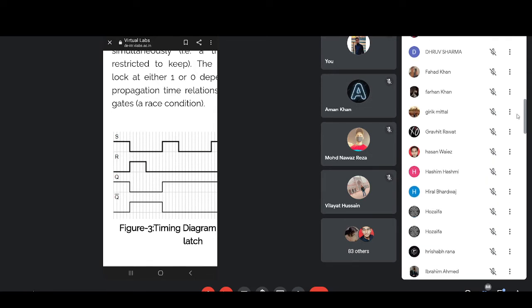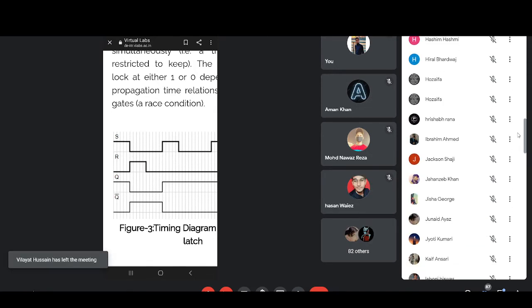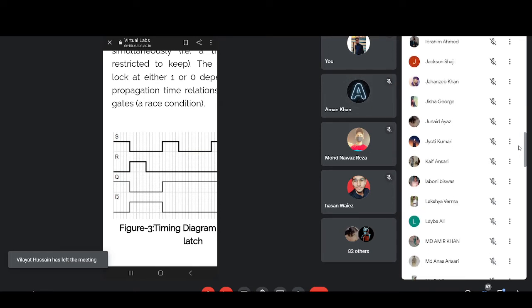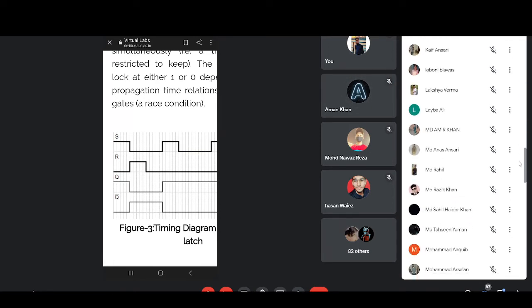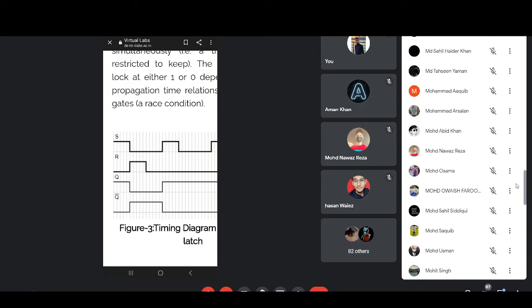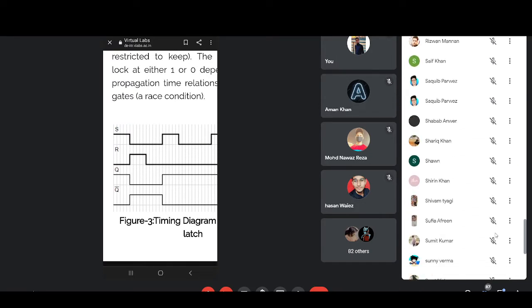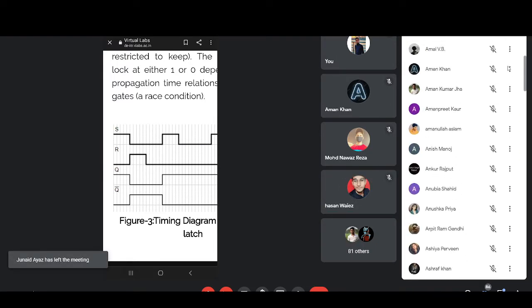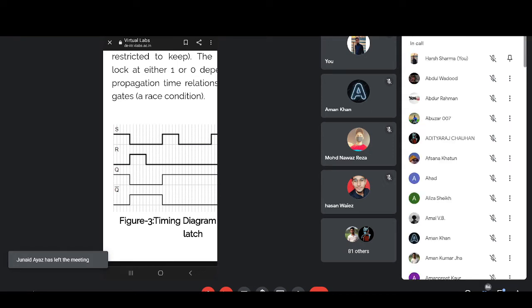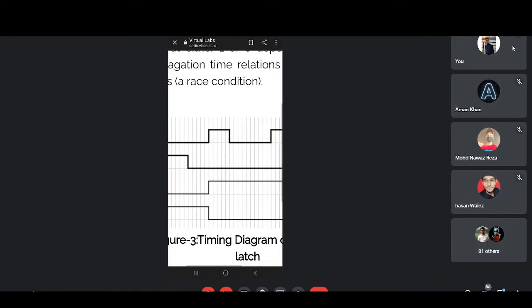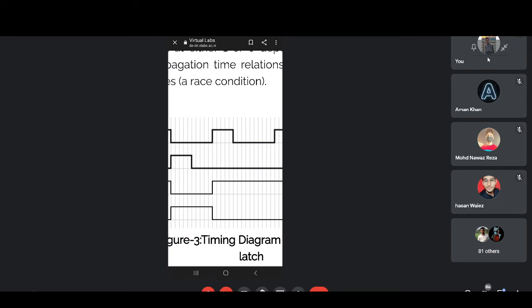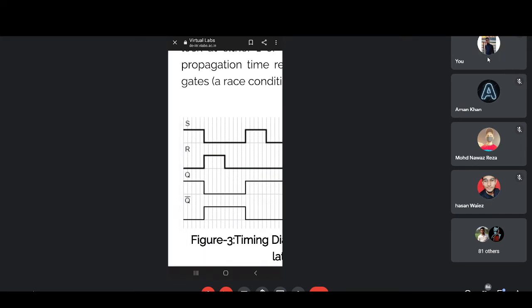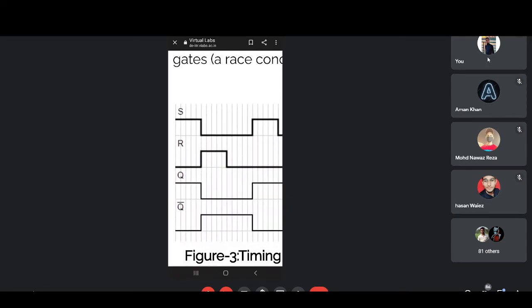Is this pulse diagram clear to you? S is high, that is 1, R is low, that is 0. So Q must be high. Q stays high until R becomes 1 and S becomes 0. Now the input is changing. S is 0, R is 1. So it is the reset state. In the reset state, Q will become 0. You can see that Q is now going from high to low.